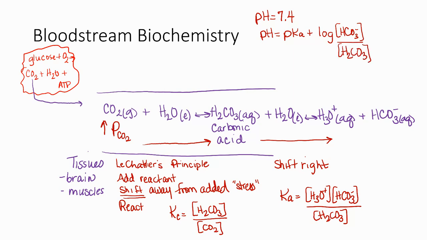Is because we have a weak acid and we have its conjugate base. So this is a buffer system. Okay, so the bloodstream is buffered with bicarbonate and carbonic acid as our main players.